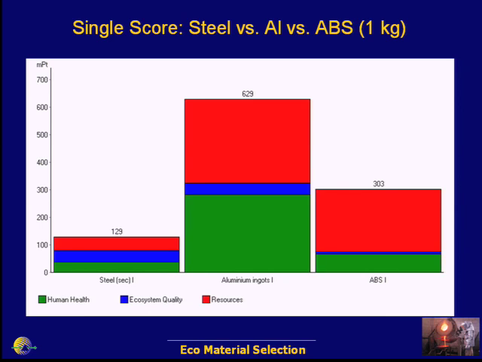Are the human, ecological, and resources at the 40-40-20 distribution? Yes. In this case, they are. So steel is the most environmentally friendly, right? Well, according to those distributions.